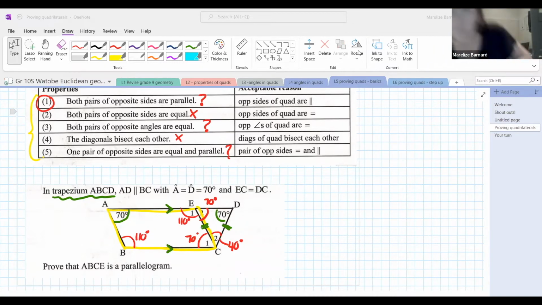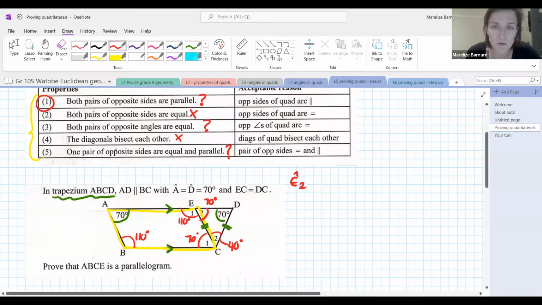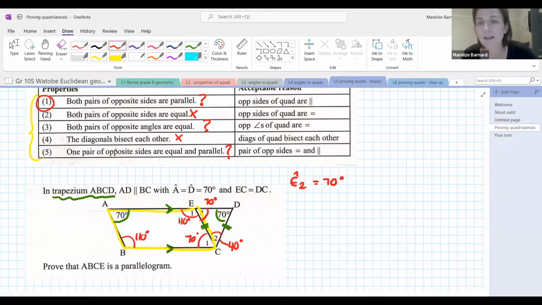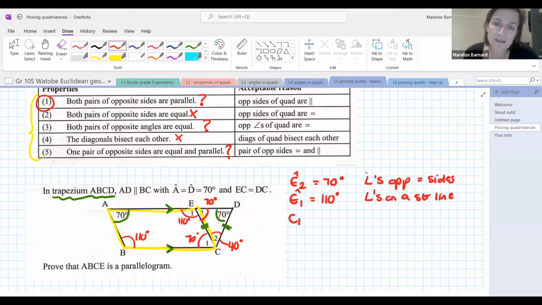But this is just our thinking. We now have to actually write the proof down. So let's start where we started. We said angle E2 was equal to 70 degrees, and that was because of angles opposite equal sides. Then we said E1 was equal to 110, and that was because of angles on a straight line. Then we said C1 was equal to 70 degrees, and that was because of co-interior angles, because AE is parallel to BC.